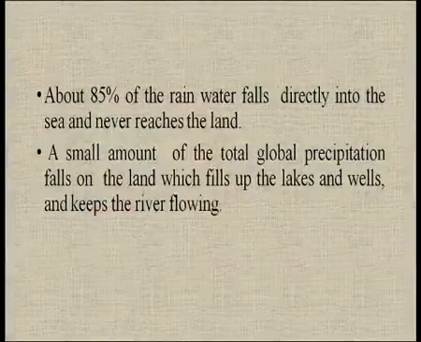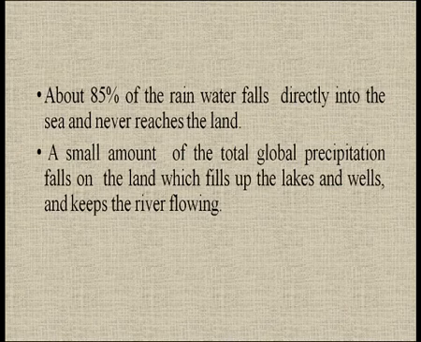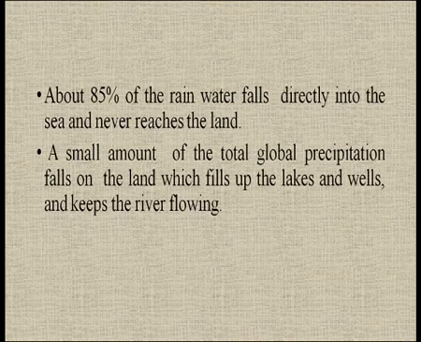About 85% of the rainwater falls directly into the sea and never reaches the land. A small amount of the total global precipitation falls on the land, which fills up the lakes and wells and keeps the rivers flowing. Out of the 2.7% fresh water, 2.14% lies frozen in the polar region.